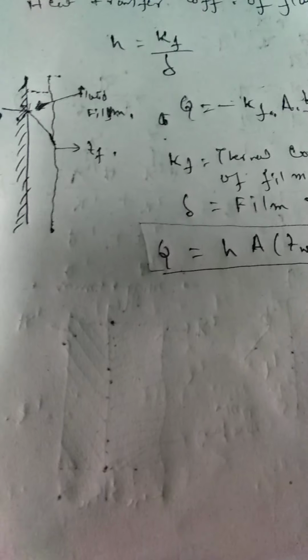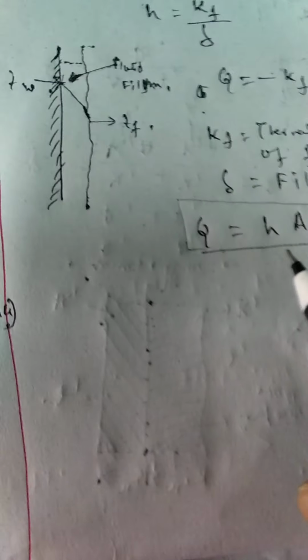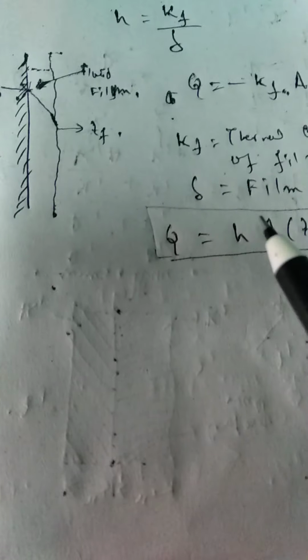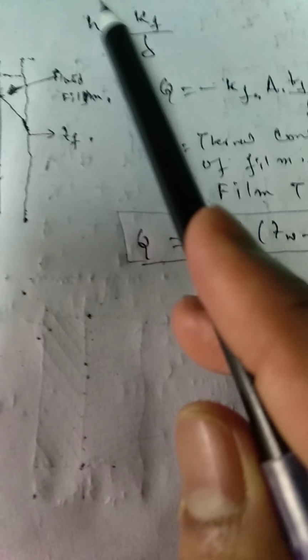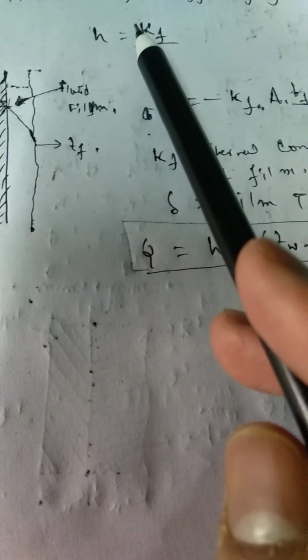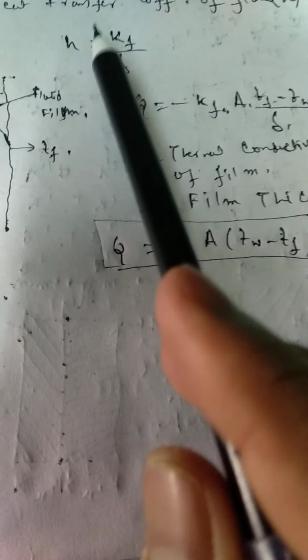Now for gases, Kf will be low. This Kf will be very low. So as Kf is low, the rate of heat transfer from the solid wall to a gas will be very less compared to that of a liquid.